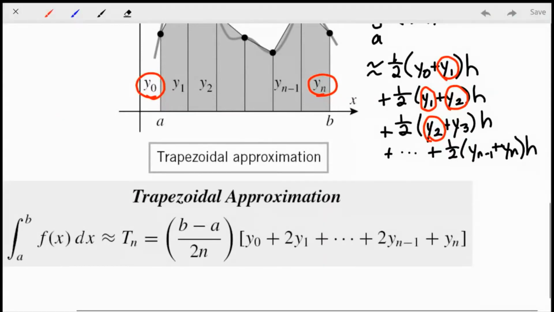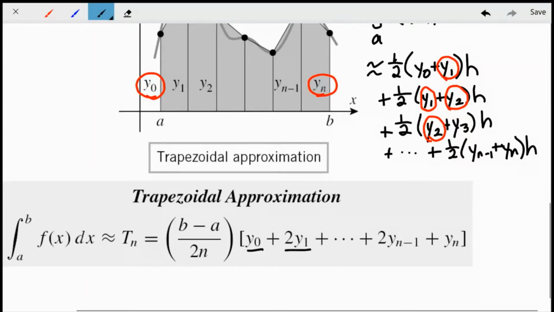So what we have here, (b minus a) over 2n, that value right there is the height. The length of each one of my subintervals is the height of my trapezoid. So that's the h. And now look at these values that I have inside here. y naught shows up once because it was in one trapezoid.